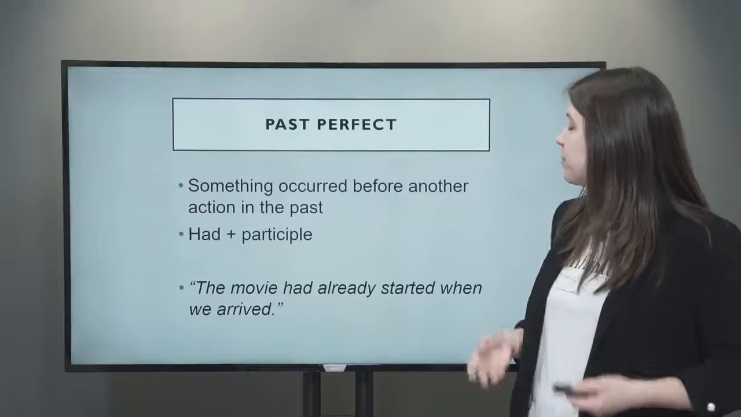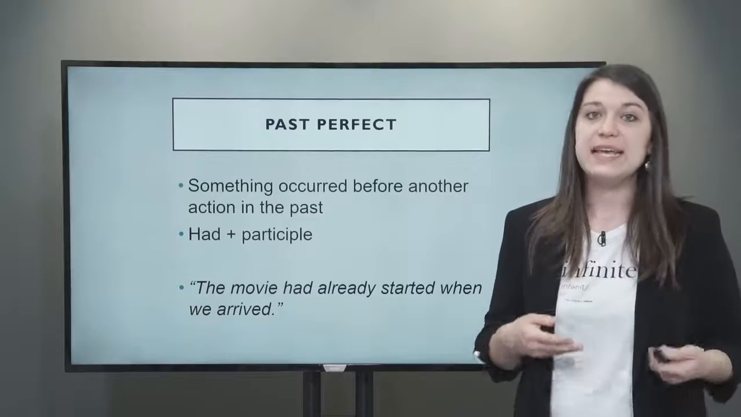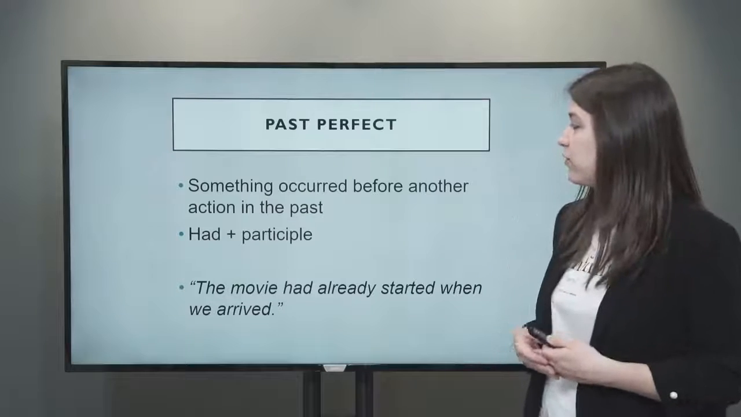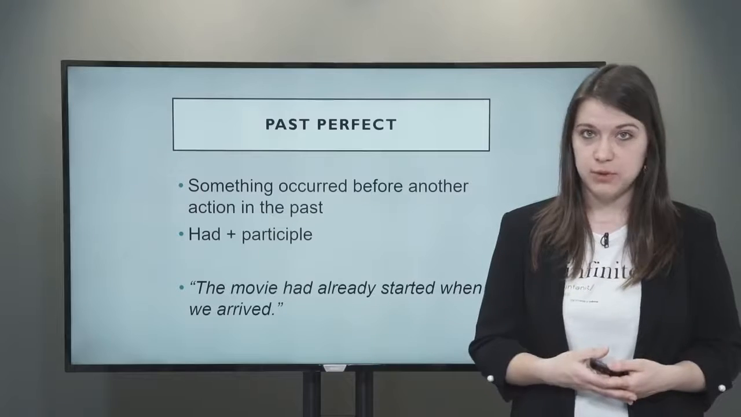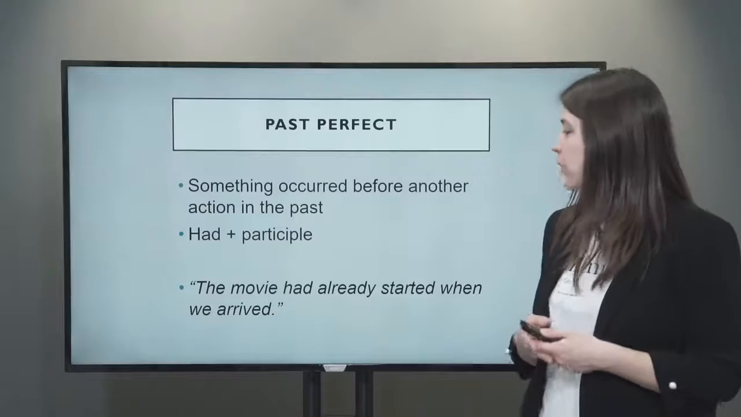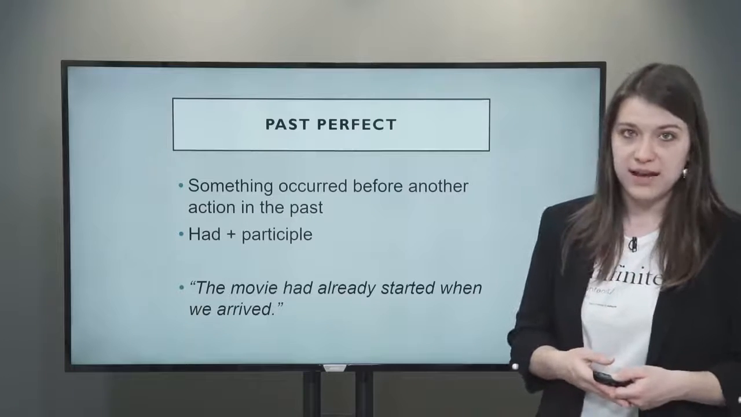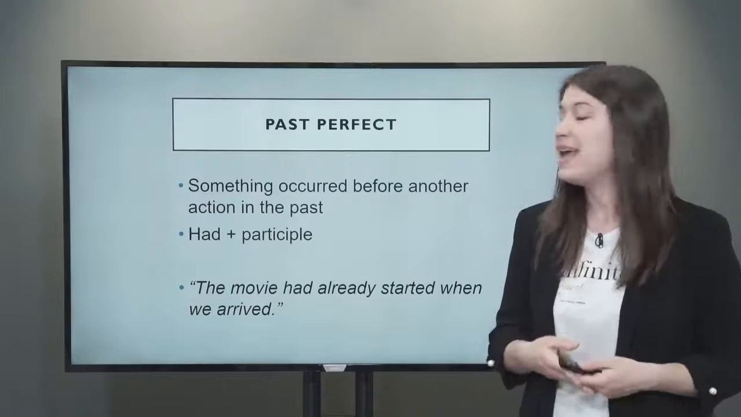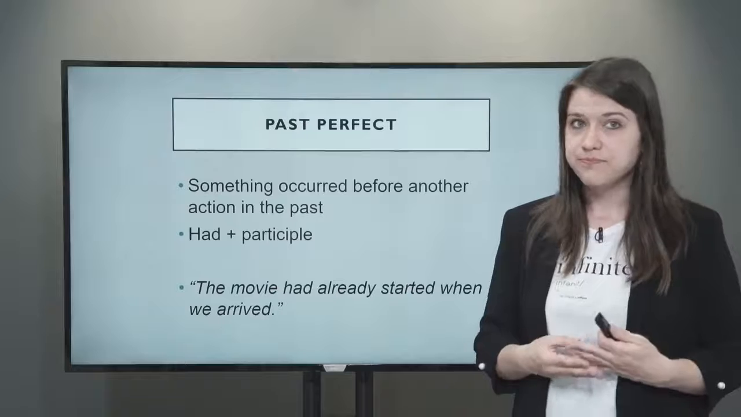Okay, the past perfect is when something occurred before another action in the past. So to form the past perfect, we use the verb have in the past, so had, plus the participle. Okay? For example, the movie had already started when we arrived. So here, had started is the past perfect, and the time already goes in the middle.